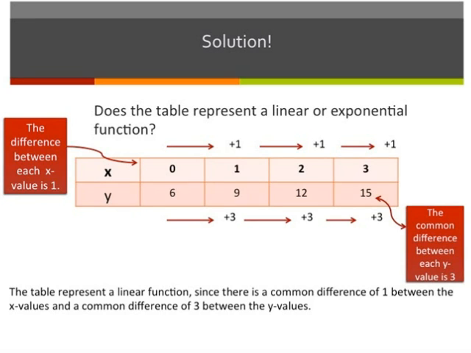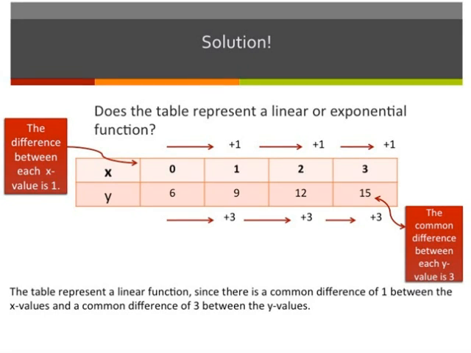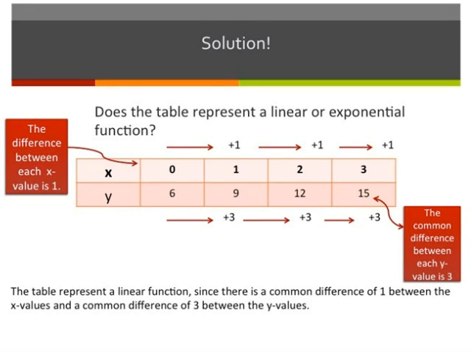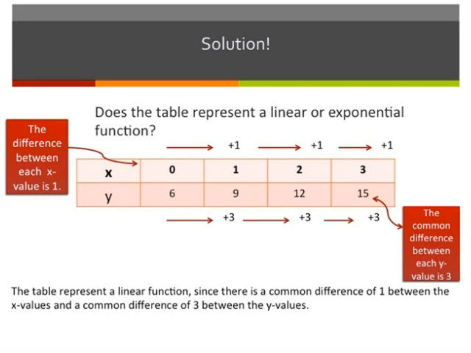Let's check your solution. Does the table represent a linear or exponential function? X is still increasing by 1 in this case, and the difference between the x values is 1. Let's look at the y values. Well, if you add 3 to 6, you get 9, which is the second y value. And if you add 3 to 9, you get 12, which is the third y value. And adding another 3 will give you the fourth y value, which is 15. So therefore, there is a common difference between the y values, which is 3.